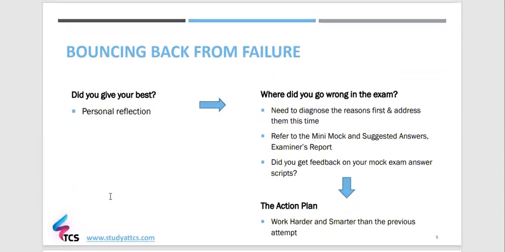And there may be students who have attempted MCS before and who failed this time or last time actually. So you need to figure out what you need to do this time in order to overcome issues pertaining to the MCS exam. You need to figure out whether you gave your best last time. So you need to do your own personal reflection.